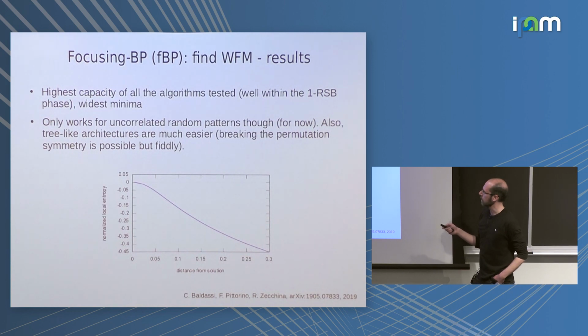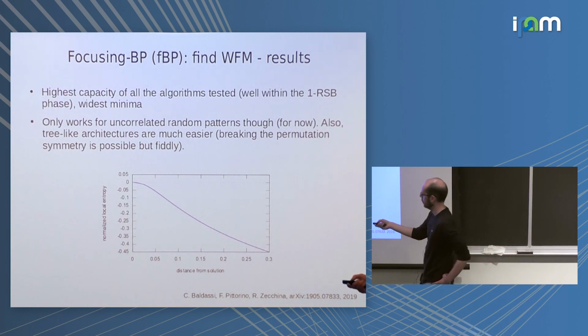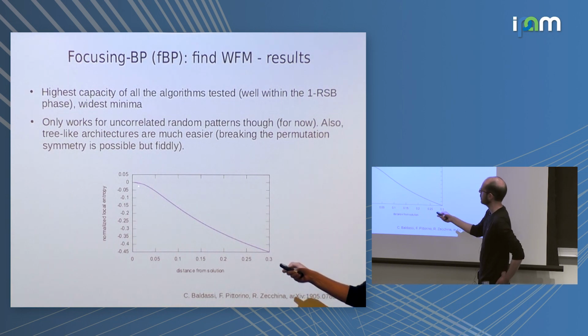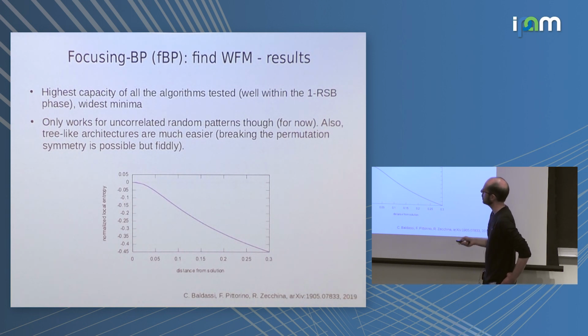It's an algorithm that, at least on 3 committee machines, has the highest capacity. That is, it gets to the largest alpha of all the alternative algorithms that we have tested. And it even works well within a phase in which standard belief propagation doesn't work, so even within the one replica symmetry breaking phase. And it finds very wide minima, as you can see here. Now, this is more or less the same curve that I was showing before, except that it's plotted as a function of the distance from the solution instead of the overlap, but it's just the same thing reversed, essentially. And, well, you see it's rather flat here, let's say. And this is the same measure as before.